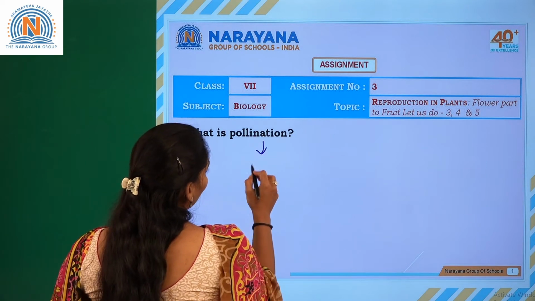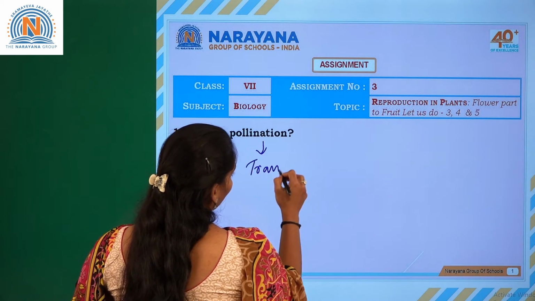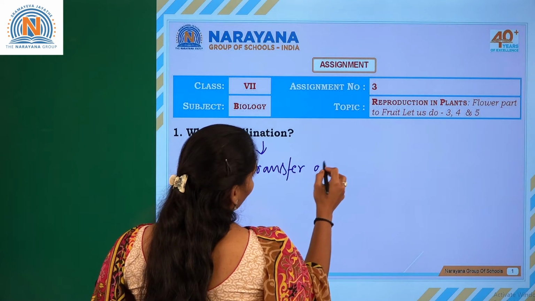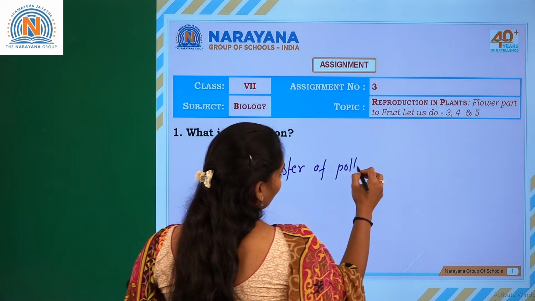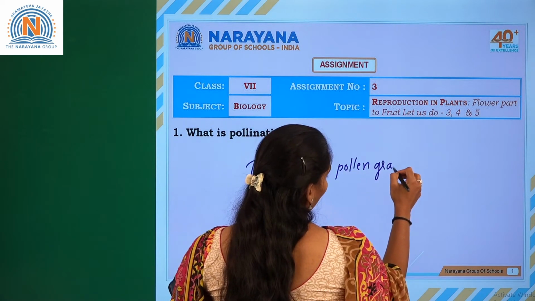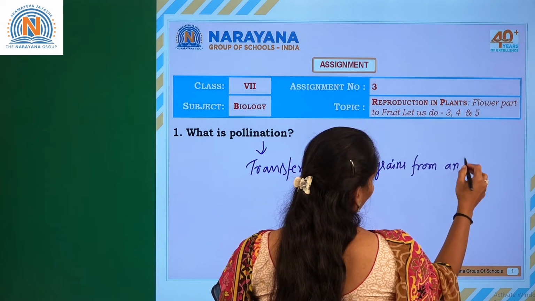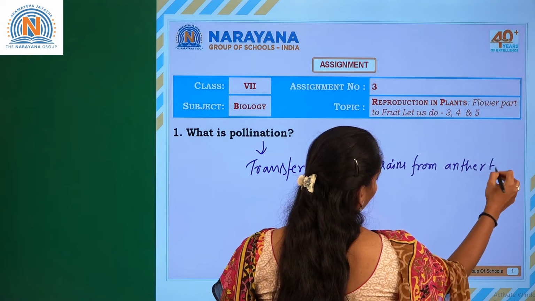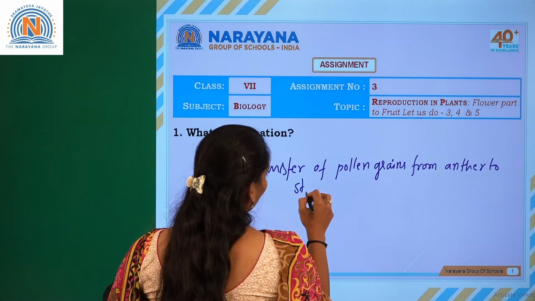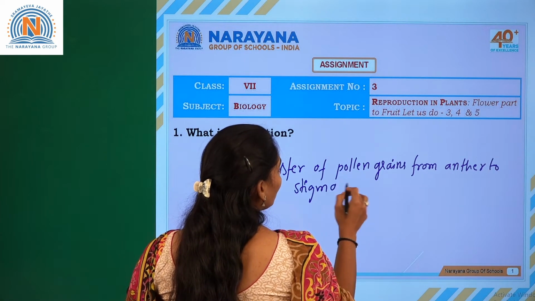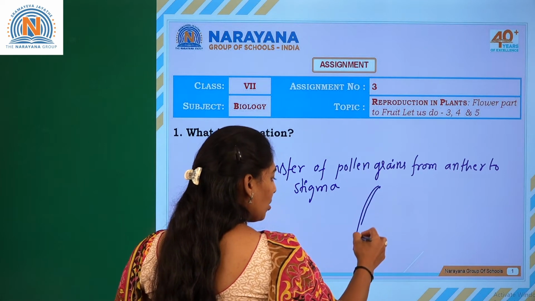Pollination is the transfer of pollen grains from anther to stigma. This process we can call pollination.